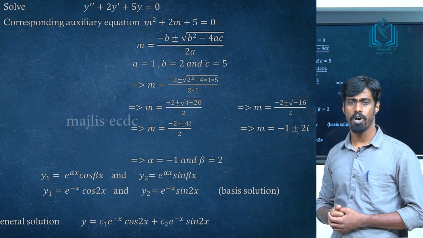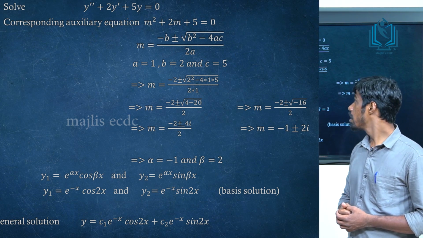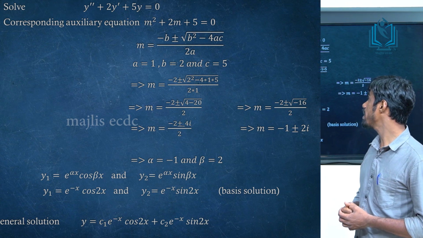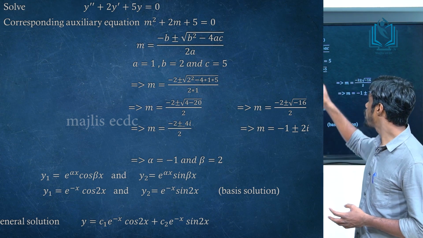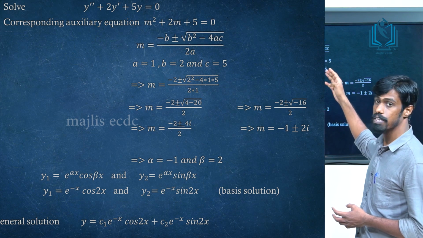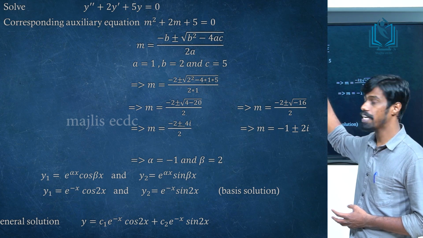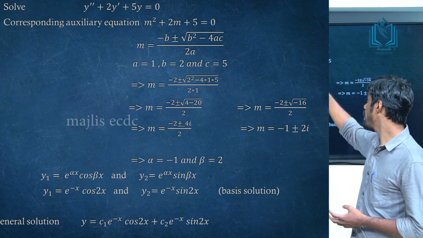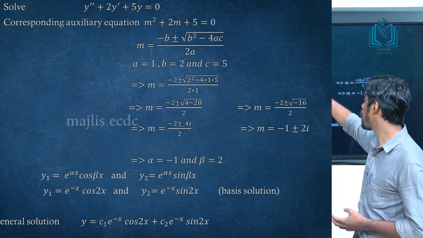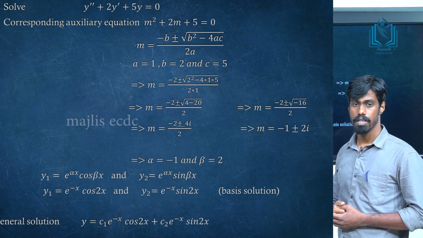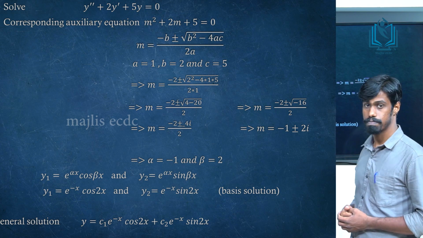This is a second order linear differential equation with constant coefficients. The corresponding auxiliary equation of y double dash plus 2y dash plus 5y equal to 0 is m square plus 2m plus 5 is equal to 0. This is a quadratic equation with the variable m. Using this formula, m is equal to minus b plus or minus root of b square minus 4ac all divided by 2a. Here a is equal to 1, b is equal to 2 and c is equal to 5.